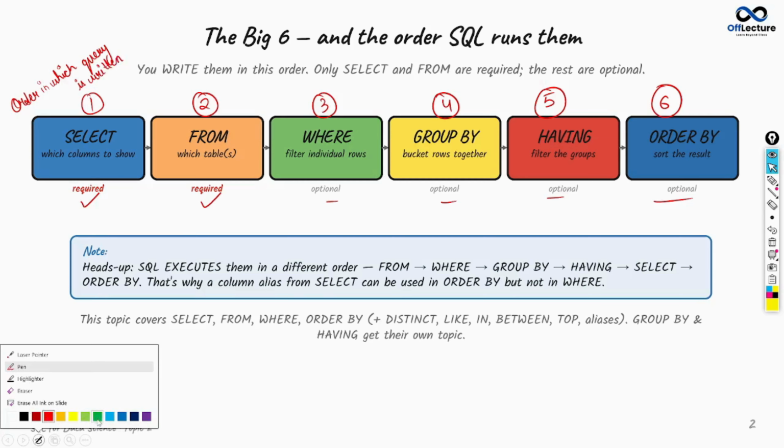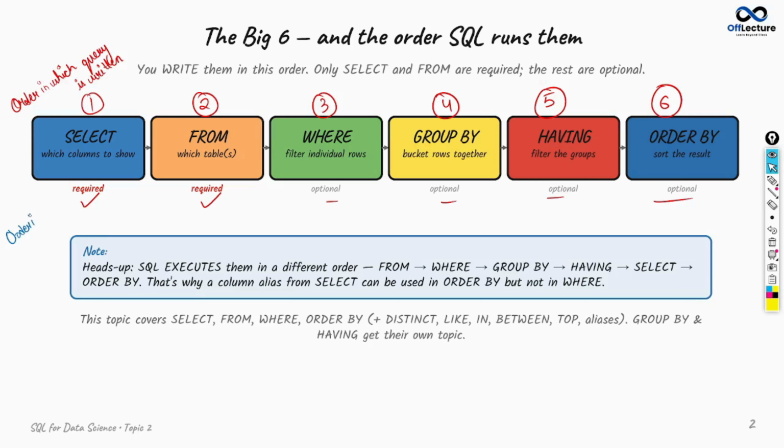And now if I change the color, this is the order in which SQL executes them. First it executes the from statement, then where, then group by, then having, then select, and then order by. That's why a column alias from select can be used in order by but not in where. This is a very important point, usually asked in early stage interviews.